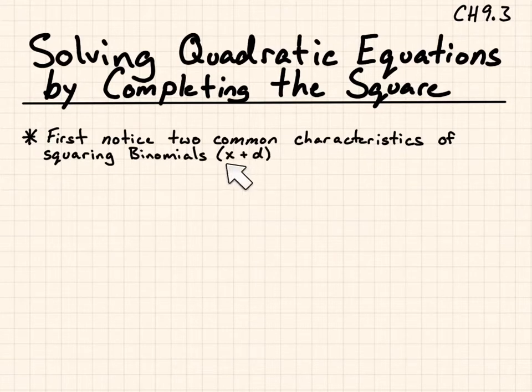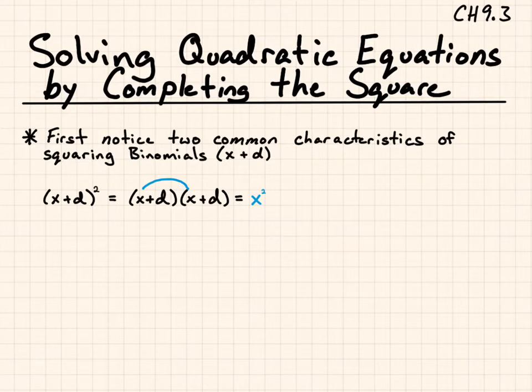That's x plus d, where x is your input and d is a real number. So x plus d squared is going to be x plus d times x plus d. We can FOIL this out. The first is x squared. The outer is going to be d times x, or x times d, which becomes dx, because d is our number and x is our variable, plus d times x plus d squared.